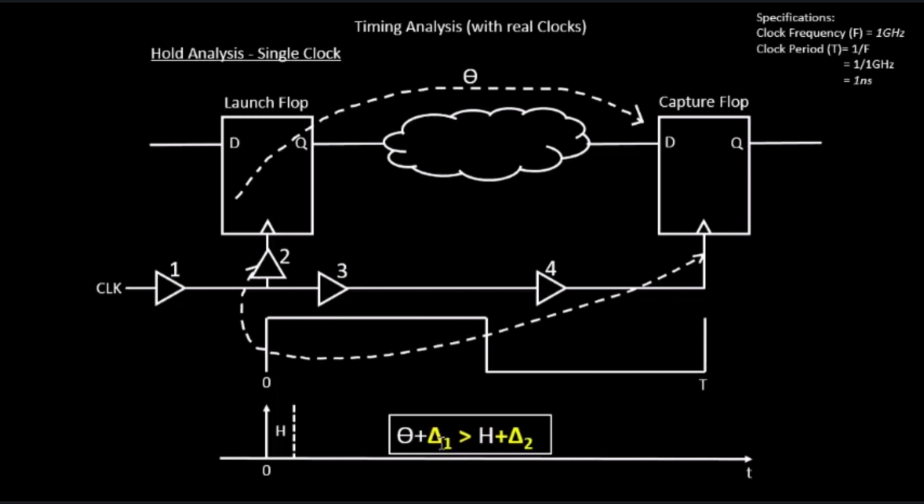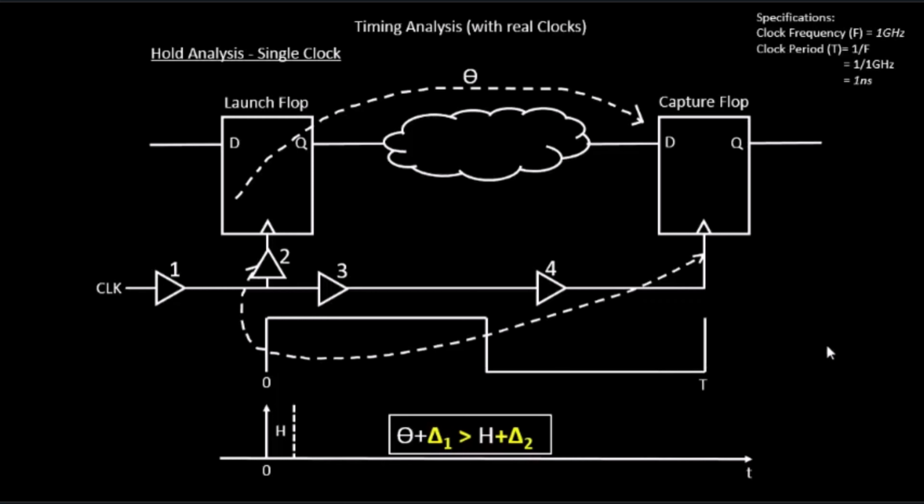So if you remove delta 1 and delta 2, for example if delta 1 and delta 2 are equal, the equation still remains the same. Basically your combinational delay should be greater than the hold time. Okay, so this was about the hold timing equation.